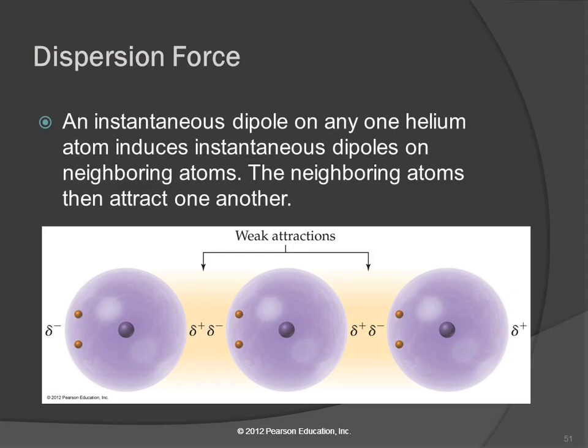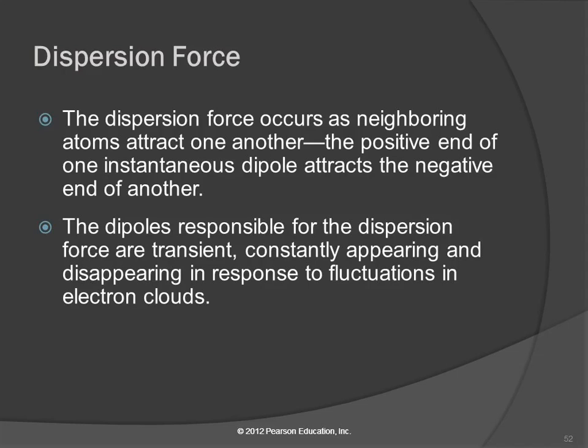So we've got this instantaneous dipole on one helium atom induces an instantaneous dipole on a neighboring atom, and then those atoms are attracted to each other. That's why I like the name induced dipoles, because I think it's descriptive. Dispersion, I don't like that word, but there it is. That's what we're calling it. So the dispersion force occurs as neighboring atoms attract one another. This instantaneous random dipole induces a dipole in a neighboring atom, and then they're attracted to each other.